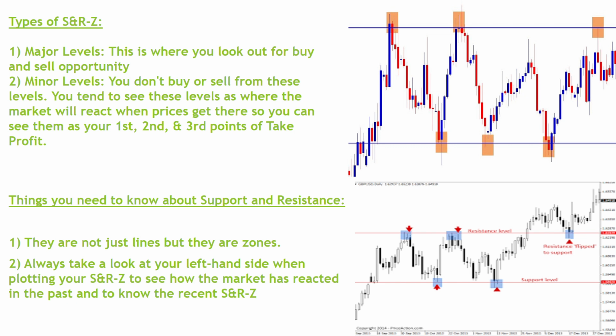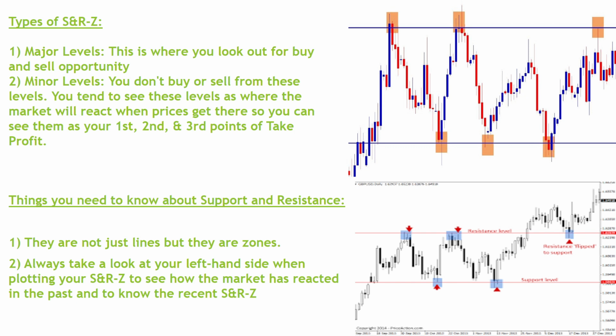These zones are based on you as a trader. Are you a scalper? Are you a day trader or a swing trader? So it is based on you. With your minor zones, you don't buy or sell from these levels. You tend to see these levels as where the market will react when price gets there. So you can see them as your first, second, and third points of what?